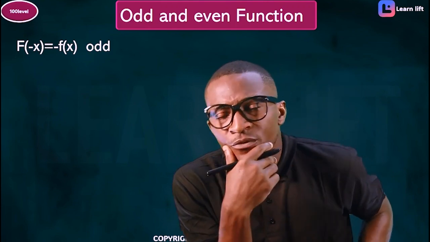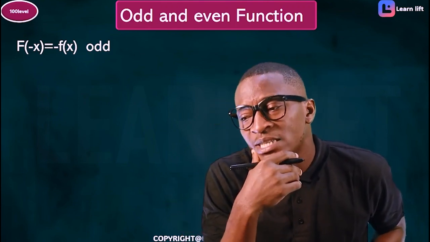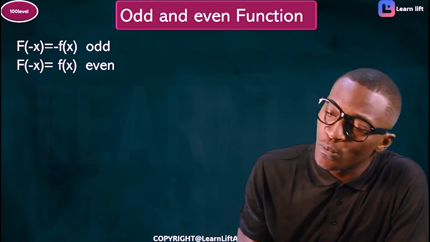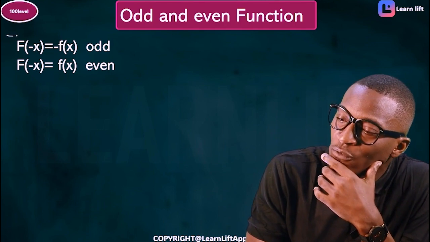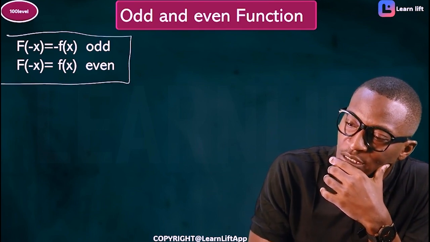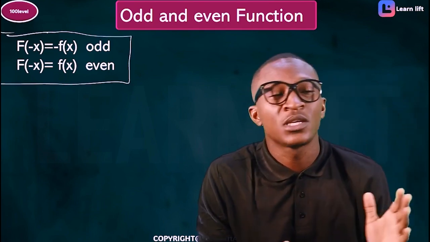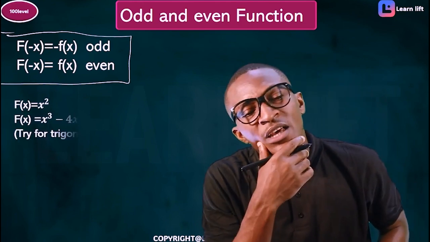When is a function said to be even? When f of minus x is equal to f of x. Look at it. You put negative, you get positive. So the function is said to be an even function or an odd function. Please, because they could just ask you when is a function said to be even, when is a function said to be odd. Now let's solve one or two questions.